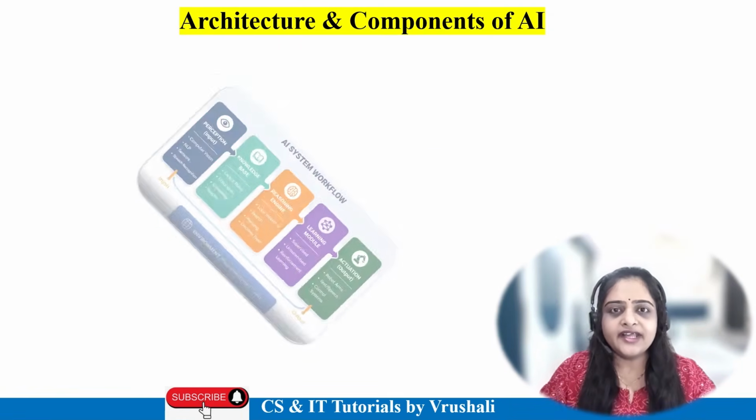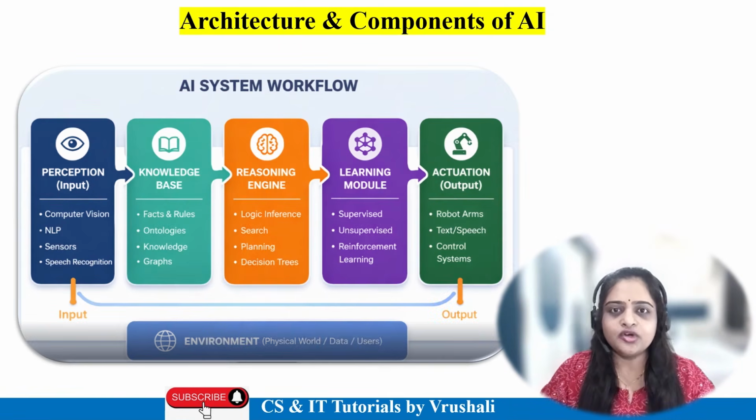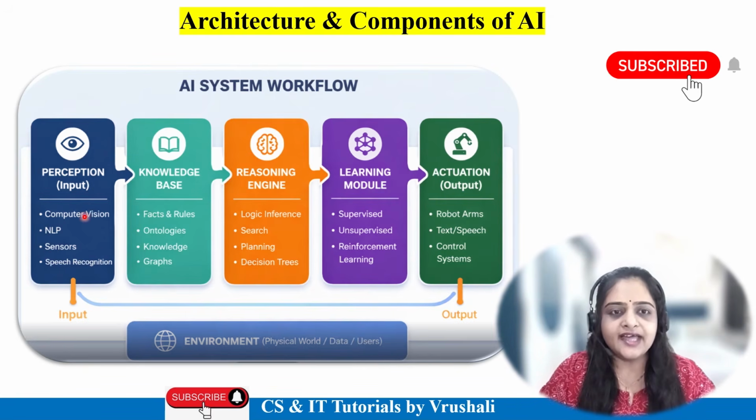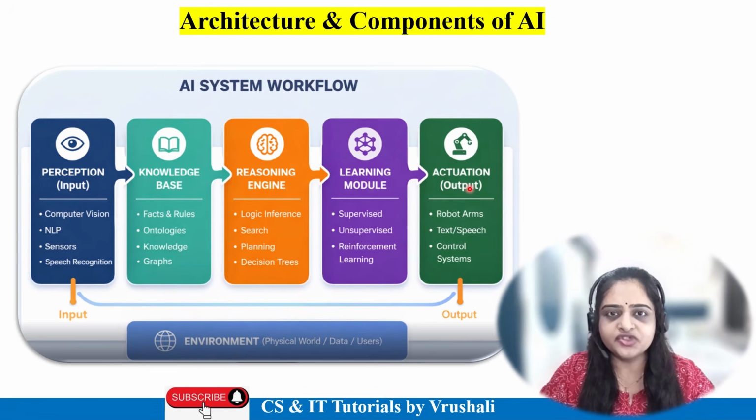Now, what exactly are the architecture and components of AI? See here in this diagram. This is the architecture diagram of AI and there are a total of 5 components: perception, knowledge base, reasoning engine, learning module, and actuation. These 5 are called the components of AI, and the flow between them is called the architecture of AI. Now let's discuss this diagram in detail.